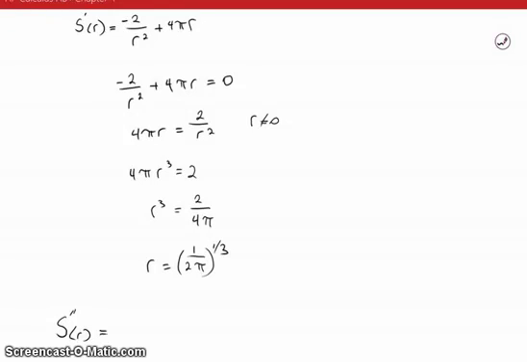And what am I going to get when I take the derivative of the first term, negative 2 over r squared? 4 over r squared. Yep. I'm going to bring the negative 2 down. I'll get 4 over r cubed plus 4 pi. Good.